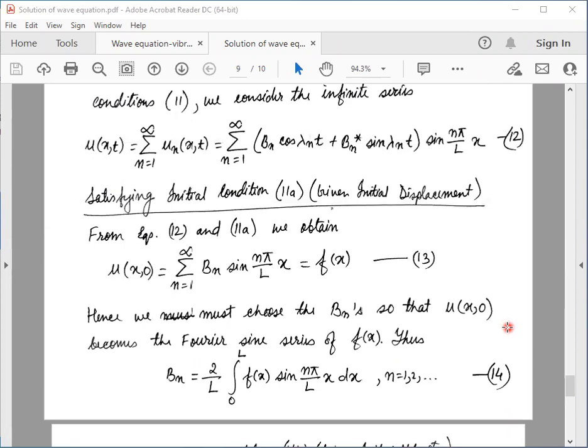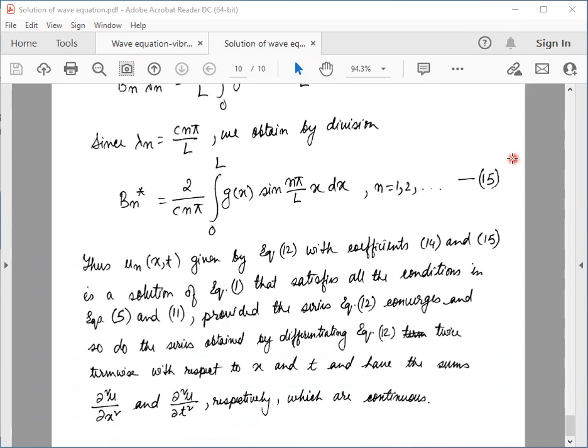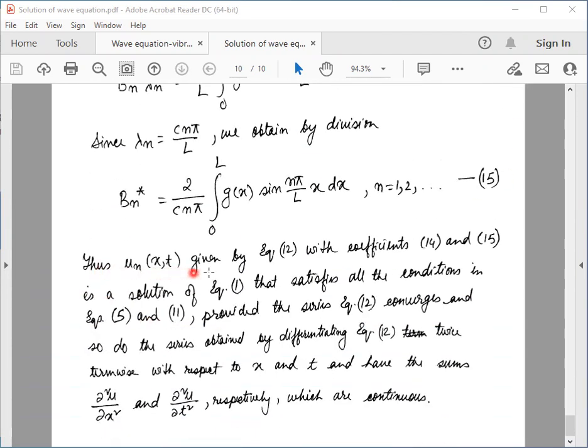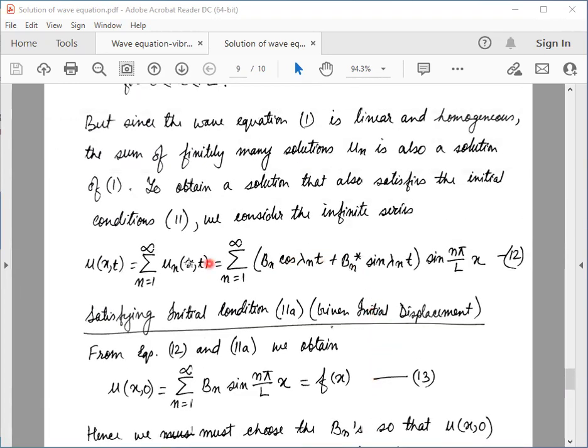The expression for Bn is given by equation number 14. So when we substitute Bn from equation number 14 and Bn star from equation number 15, we get the final solution. Thus u n(x,t) given by equation 12 with coefficients Bn given by equation 14 and Bn star given by equation 15 is a solution of the wave equation that satisfies all the conditions in equation 5, that is the boundary conditions and initial conditions, provided the series in equation 12 converges.